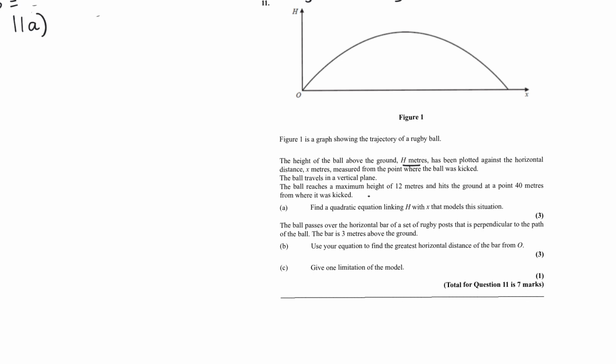The ball reaches a maximum height of 12 meters, and it hits the ground at the point of 40 meters from where it's kicked. So it wants us to find a quadratic equation linking h with x that models this situation. So what we can do is we can actually find the coordinates of some points of this shape.